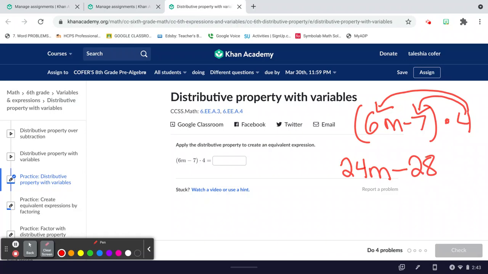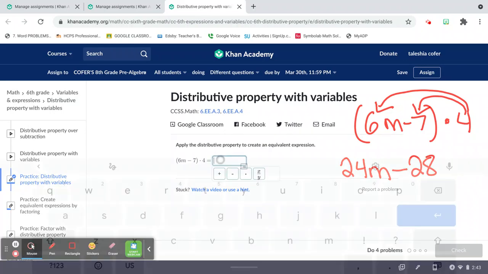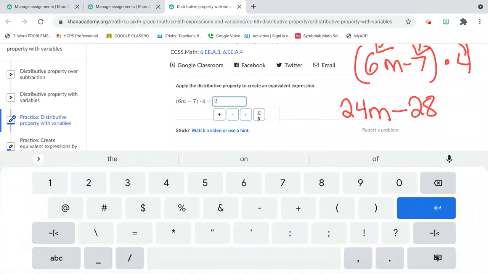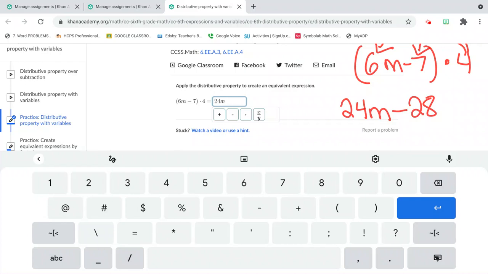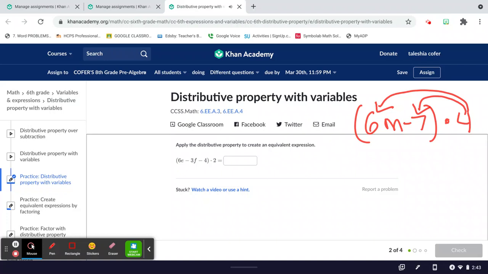So I know that the answer to this one is 24m minus 28. Just like that. On this one, I'm going to do the same thing. I'm going to clear this thing first.